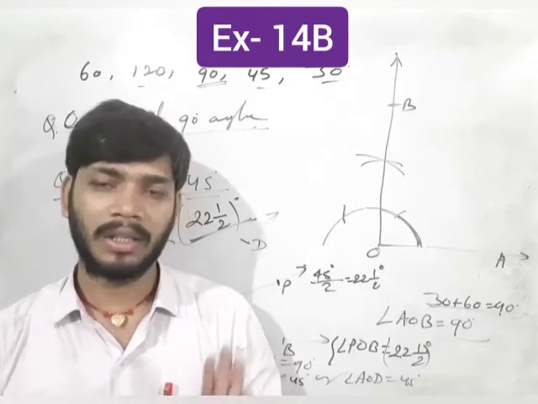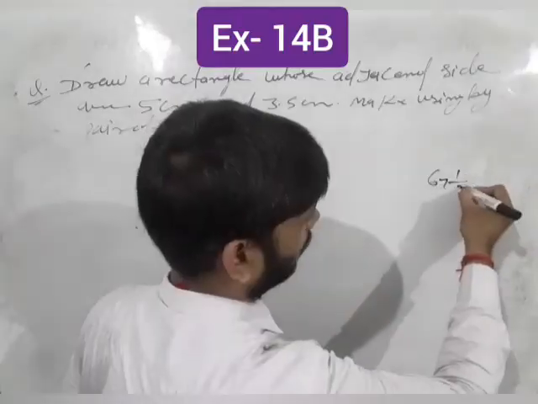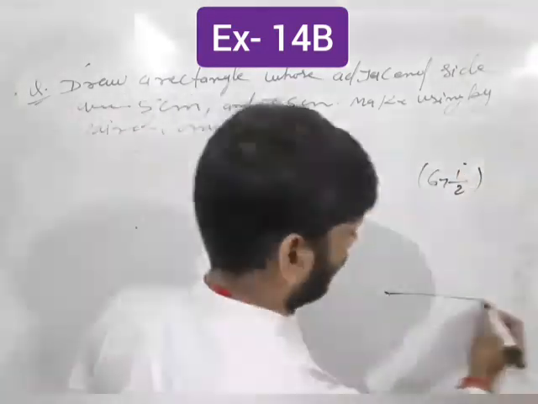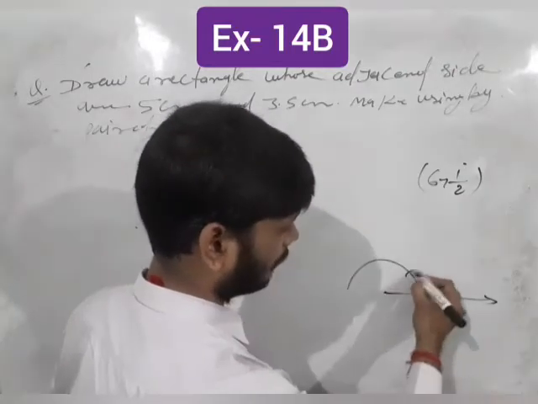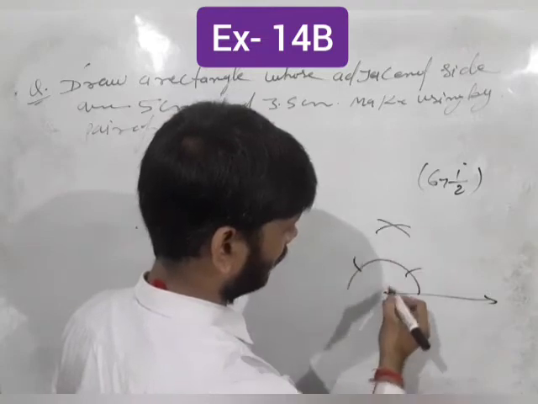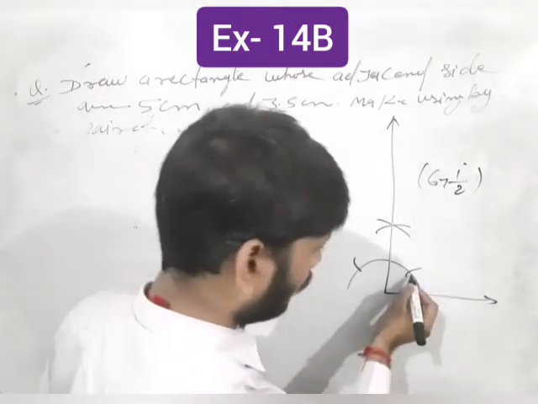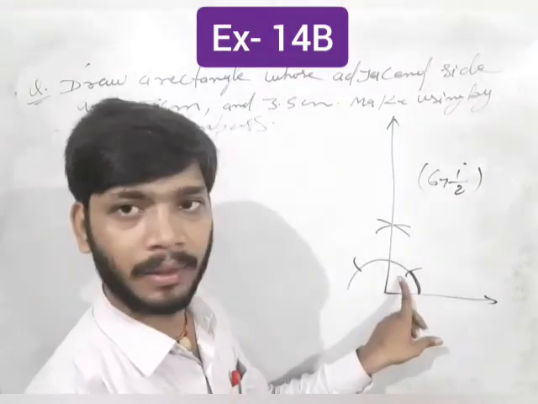67 and a half degree. 67 and a half degree. How will you draw this angle? Students, first of all, draw a right angle. I think you know how you will draw a right angle. Here 60 and here 90 degree. Here this ray is 90 degree. Students, from here to here it's 60 degree.